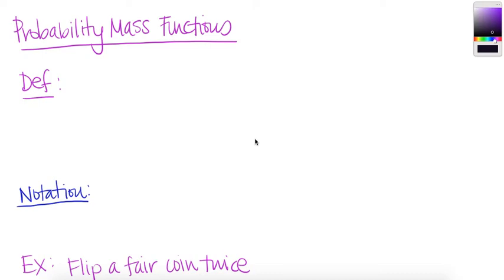Hello, everybody. We are going to talk about probability mass functions in this video. So we already talked about random variables, and let's just remember a random variable takes an outcome in our sample space and maps that to a real number. Okay. So what we're going to be talking about here is another type of thing called a probability mass function.